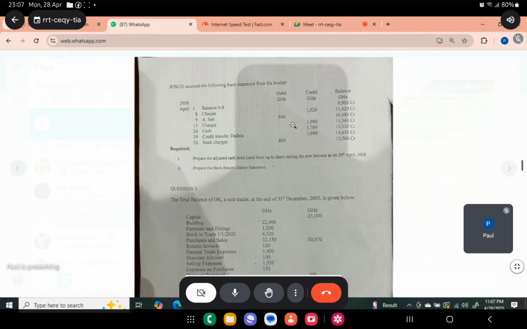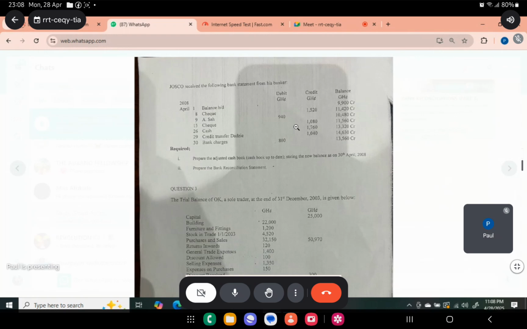So the first item on the bank statement is bank charges, which is 800 Ghana cedis. I started from the 30th because that's the last transaction. My problem is why is it on the credit side? That is what I want to explain to you. I'm just setting the preamble. So now you've seen bank charges in the statement, which is the last item.